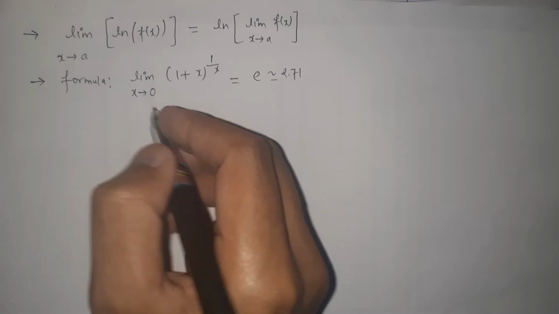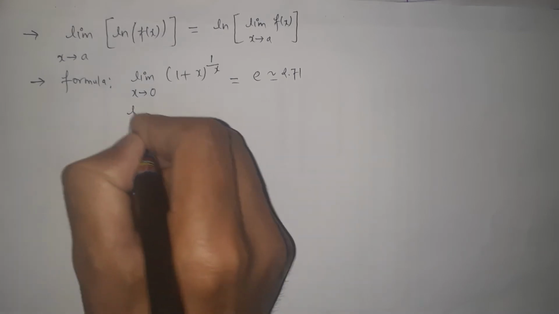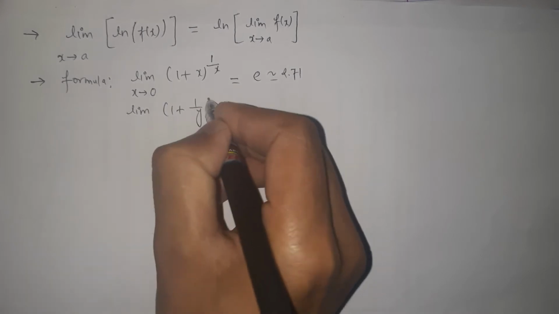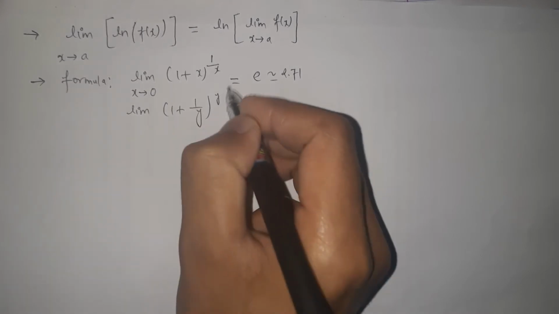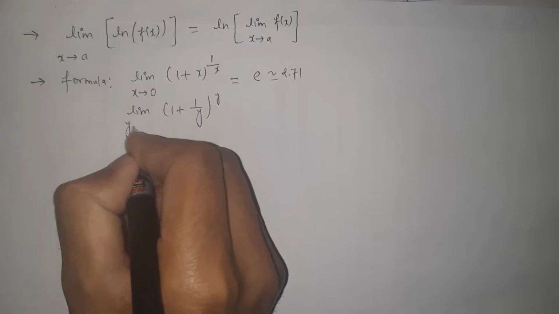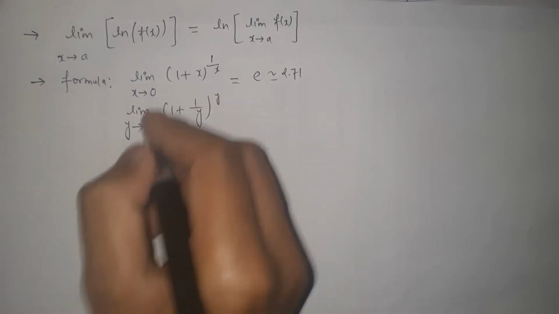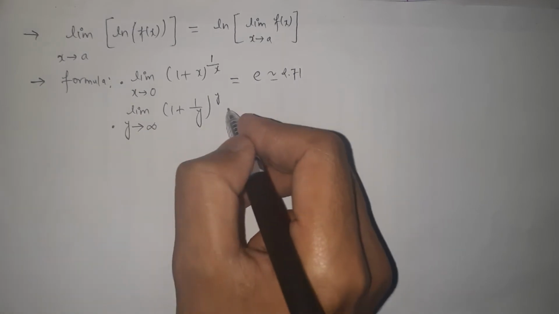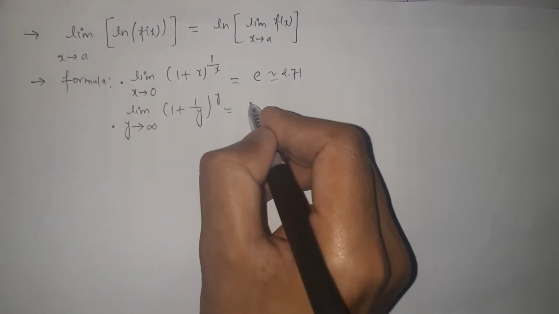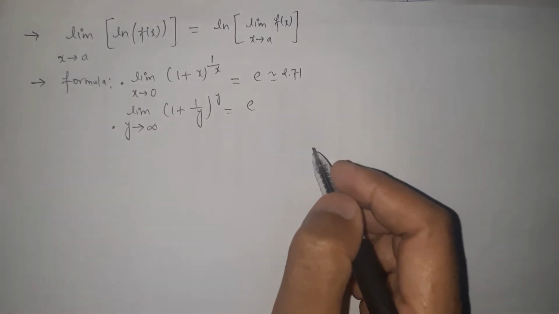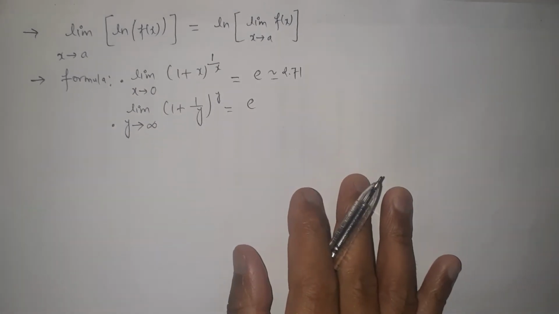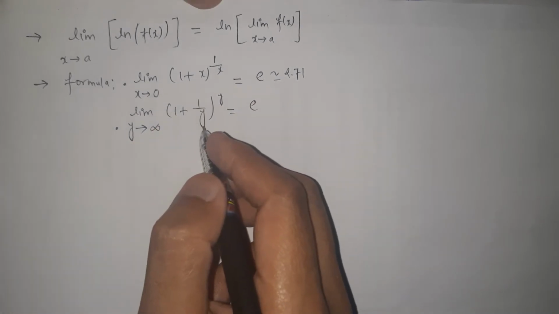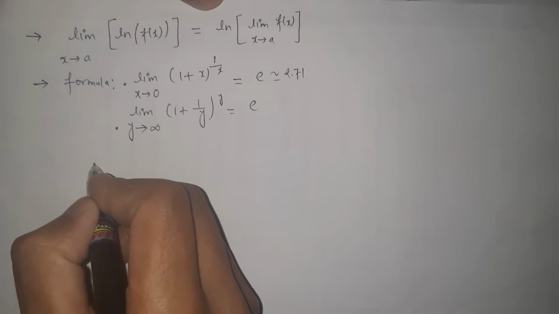Similarly, the limit of the function 1 plus 1 over y to the power y when y approaches infinity, this is the infinite case. When y approaches infinity, then this value is also the Euler number. It is another definition for the Euler number. These are the two cases for the Euler number, and we already proved a formula.